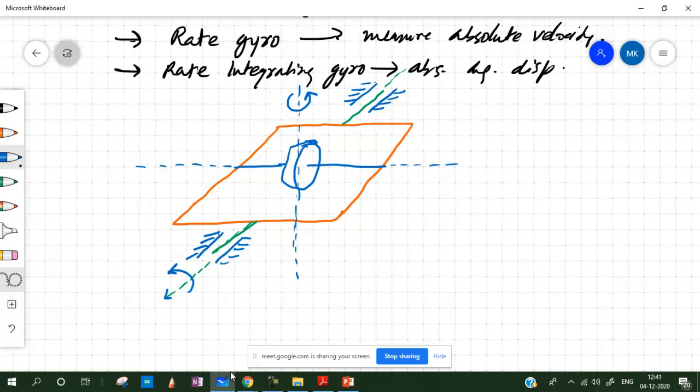So this is the output theta x. Let's say this is the x direction. Let's say this is the y axis. This will be omega y. So the spin axis, let's say this is omega z. This is the input. Now we make use of this. Maybe draw it here first.